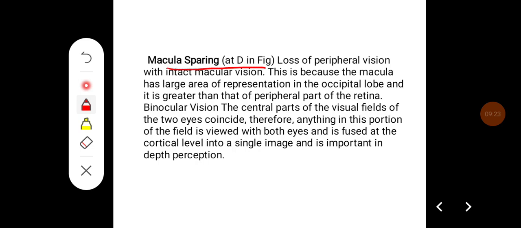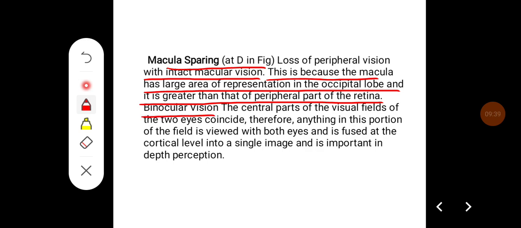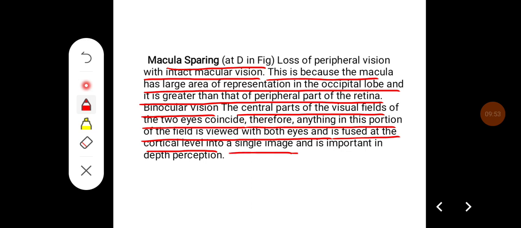Macular sparing is the loss of peripheral vision with intact macular vision. This is because the macula has a large area of representation in the occipital lobe, greater than that of the peripheral part of the retina. Binocular vision: the central part of the visual fields of the two eyes coincide. Therefore, anything in this portion of the field is viewed with both eyes and is fused at the cortical level into a single image, and it is important for depth perception.